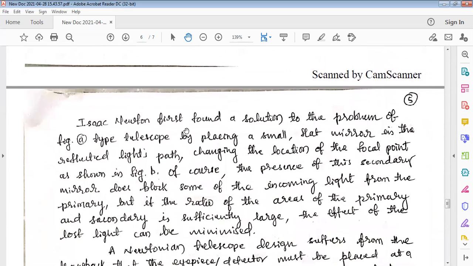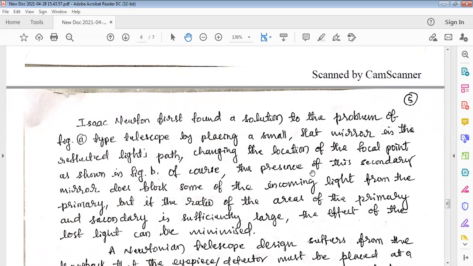Isaac Newton first found a solution to the problem of the figure A type of telescope by placing a small flat mirror in the reflected light path and changing the location of the focal point, as shown in figure B.